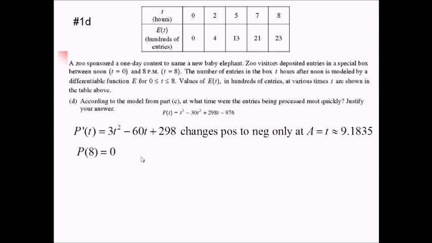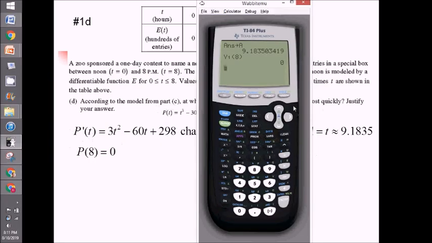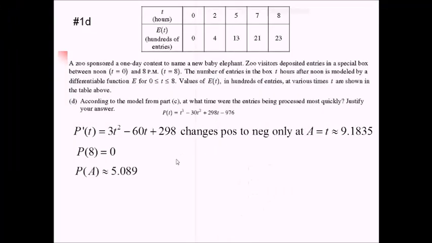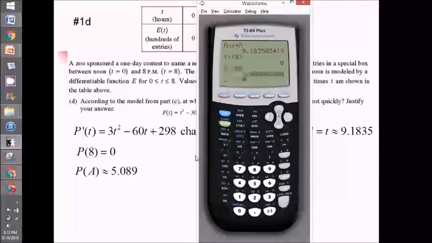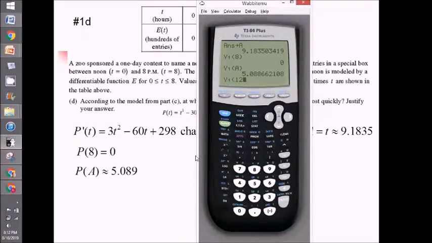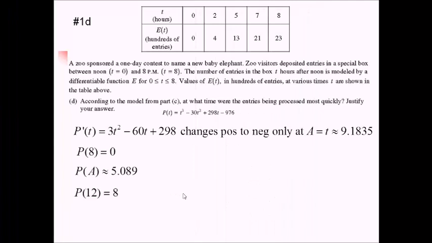Next, I'm going to try P of A, or P of this 9.1 business. So going back into my calculator, I'm going to yank my input from before, and I'm going to put alpha A in there now. And that gives me about 5.0887, which is a little bit better. But let's see if we can do even better at midnight. So now I'm going to try P of 12. I'm going to go back, yank that input, and put 12 in my p function. And that's even better. That's a rate of 8. So it appears now that that's going to be our maximum value.